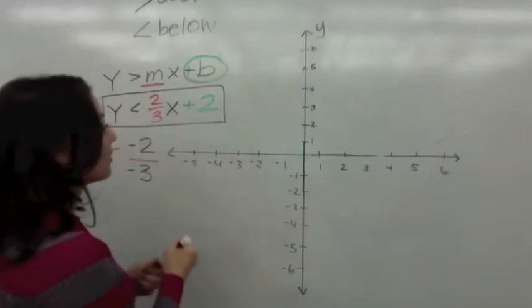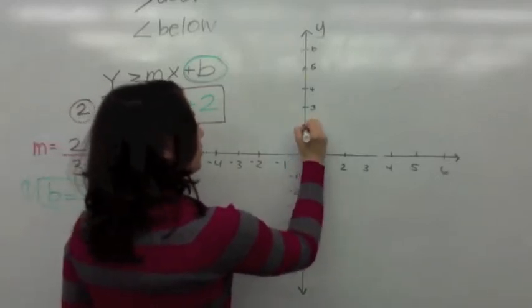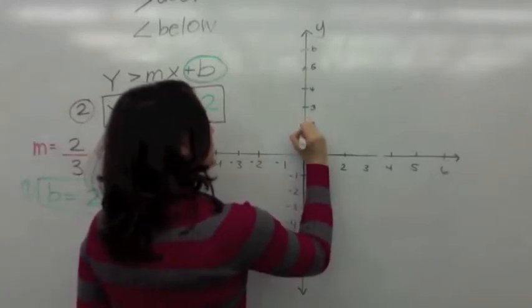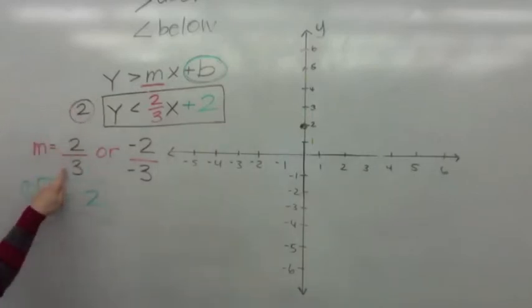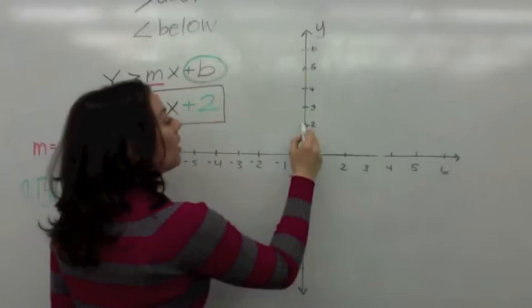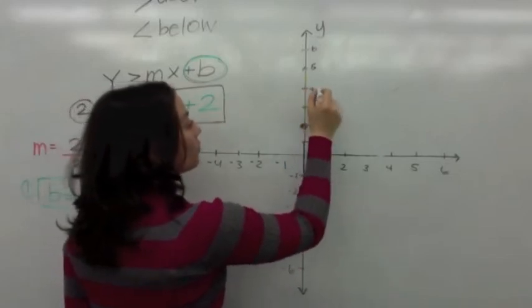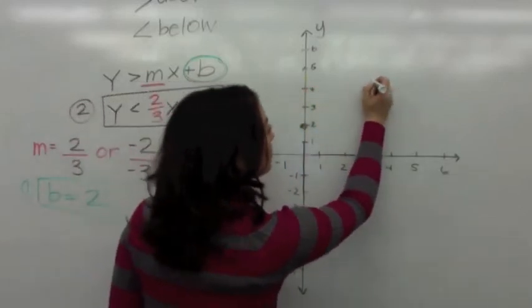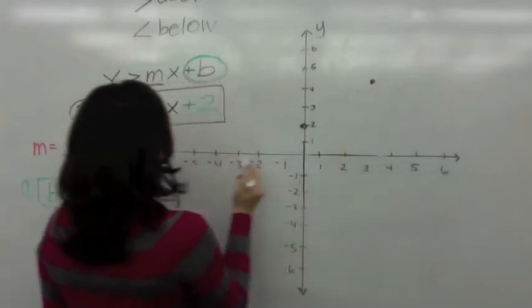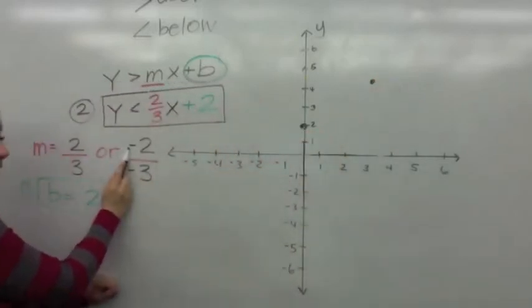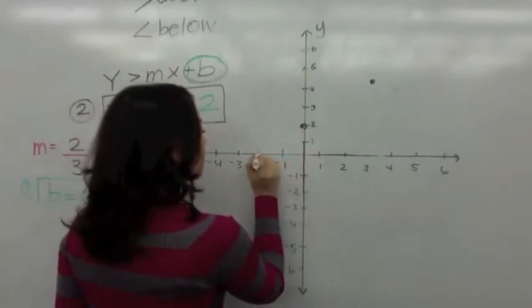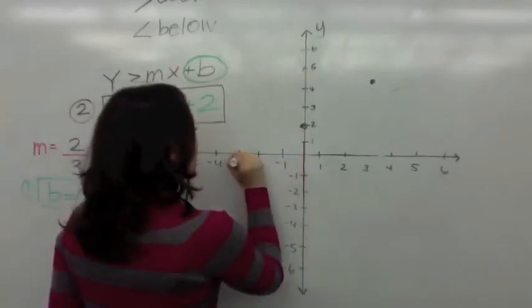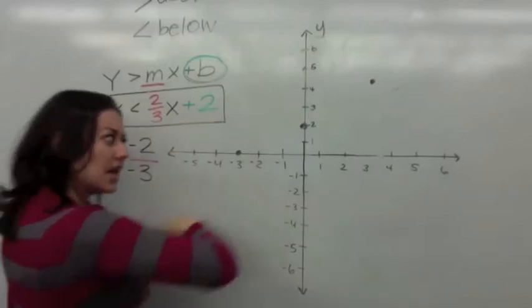So we're going to start with 2 on the y-axis. Let's make a dot at 2, which is here on the y-axis. All right, from there, our slope is 2/3. So we're going to go up 2, 1, 2, over 1, 2, 3. You should be at (3, 4). Or you can go down 2 and to the left 3. So let's go down 2, over 1, 2, 3.